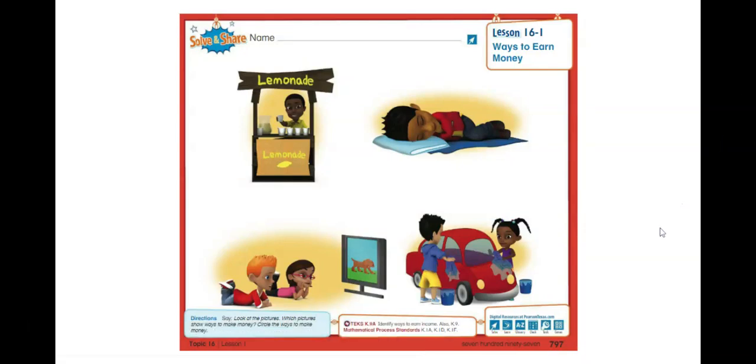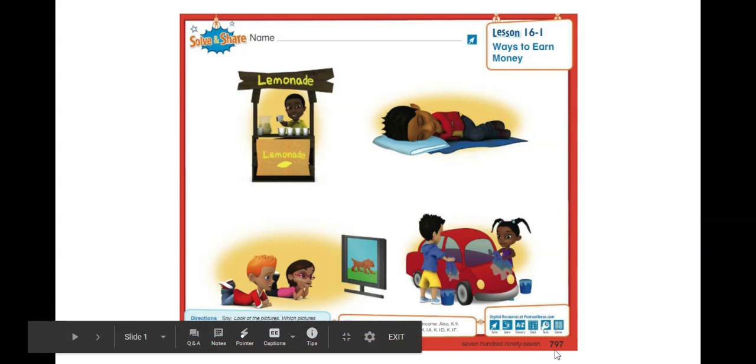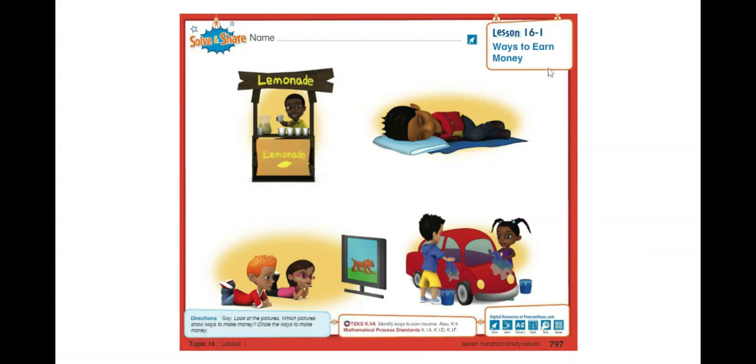Okay, boys and girls. So for today's math lesson, as you heard in the presentation, we are learning about financial literacy. And one of the topics of financial literacy is ways to earn money. So now that you know you need your workbook, if you open it to page 797, that's where we're going to begin working on some problems on ways to earn money.